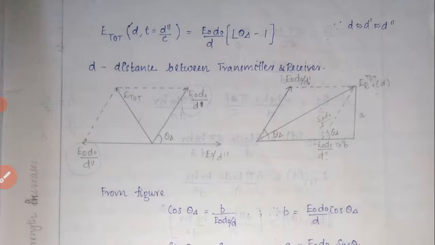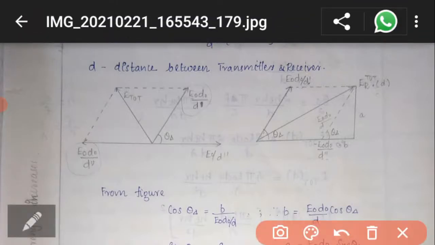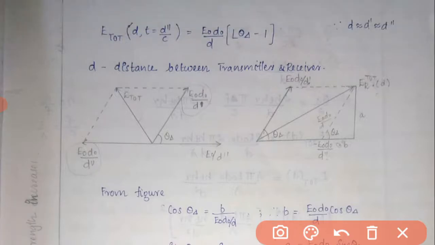Okay, so we have to just consider the diagrams. Here this is the phasor diagram. So in this case this is the case of the equation. Here this is the total electric field, this is E naught d naught by d dash, this is E naught d naught by d double dash. And the angle between these is theta del.